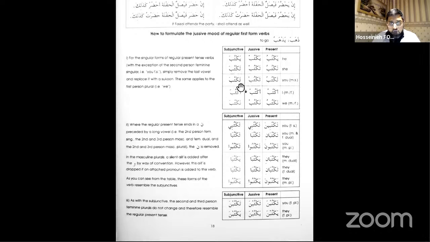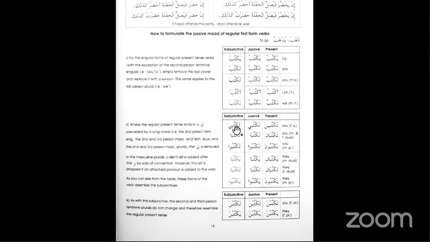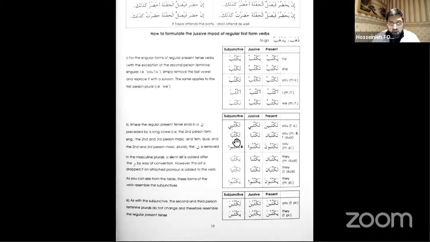You, she, you masculine, I, and we, and then you, one female, you, two females, or you, two males. You all, boys. You, two boys. They both boys. They two females, and they all females. The noons have been dropped in the dual and the plurals, and in the female forms, you all females and they all females, the noons remain. So go ahead, sister.